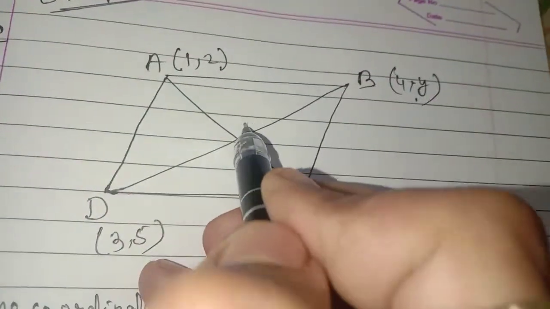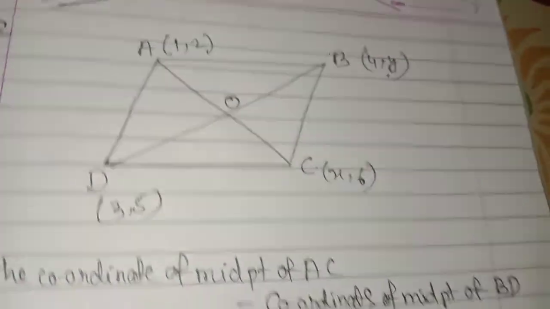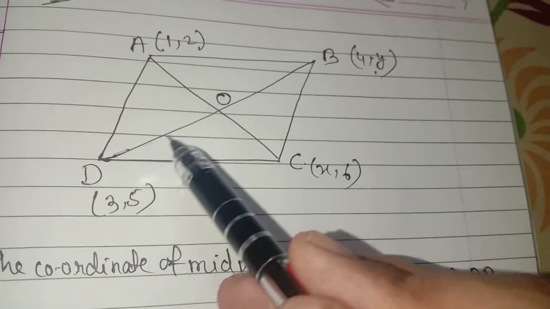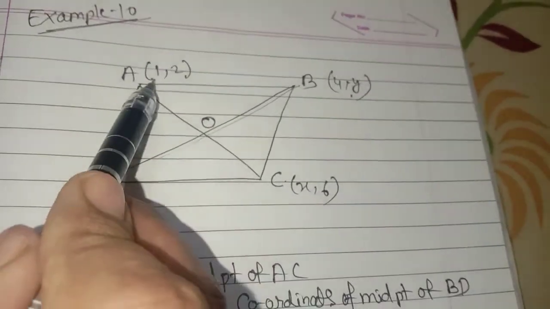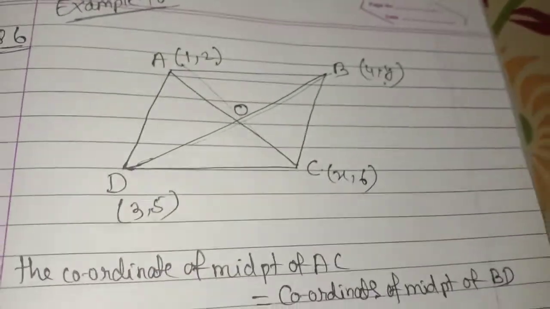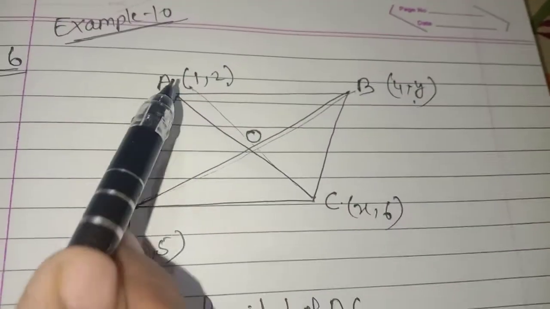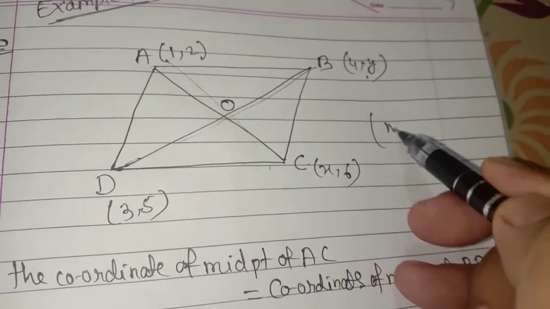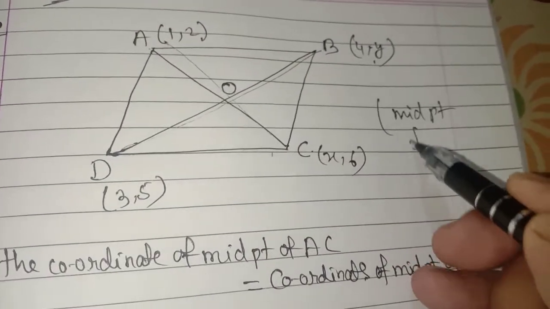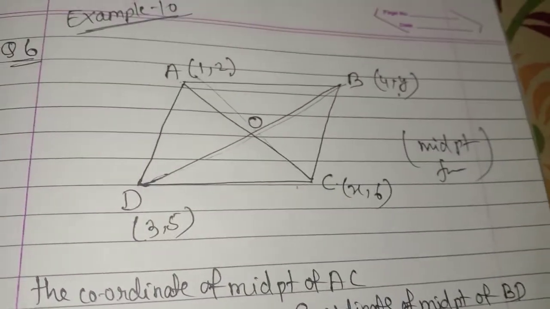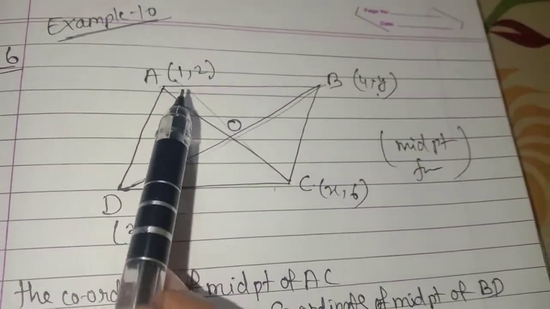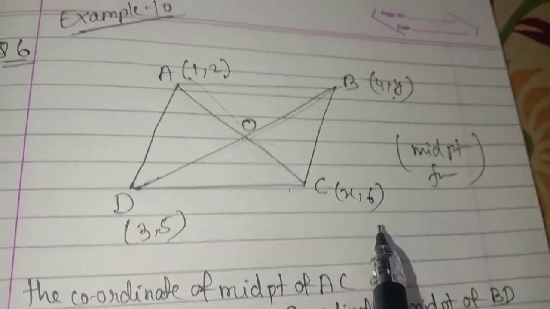That is, they are intersecting at O. Clear? So the coordinates of this midpoint become equal to the coordinates of this midpoint. So what I will do now, I will apply the midpoint formula. What am I going to apply here? The midpoint formula. I explained it to you. The midpoint formula is (x1 plus x2) upon 2 and (y1 plus y2) upon 2.